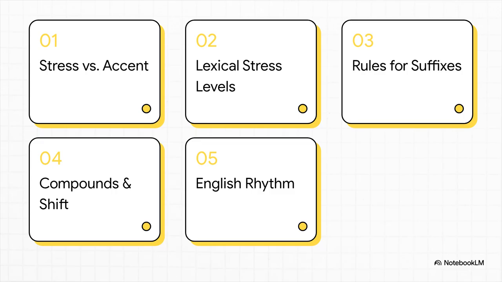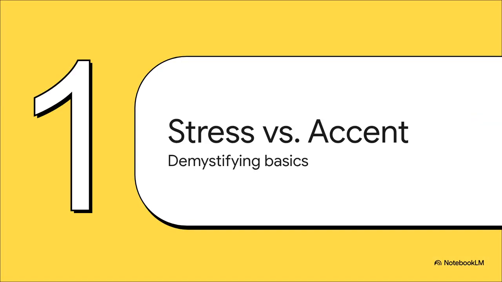We've got a lot of ground to cover today. We'll start by demystifying stress and accent, then look at the levels of lexical stress, rules for suffixes, compounds, and stress shift, and finally, wrap it all up with the rhythm of English. All right, part 1, demystifying stress and accent.